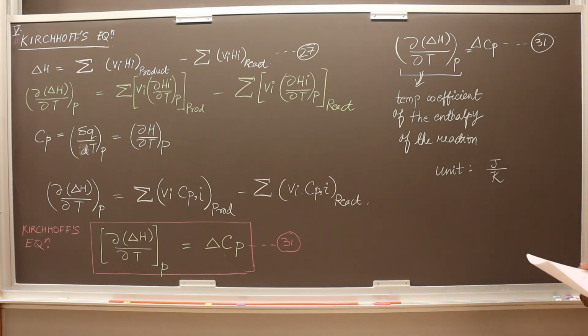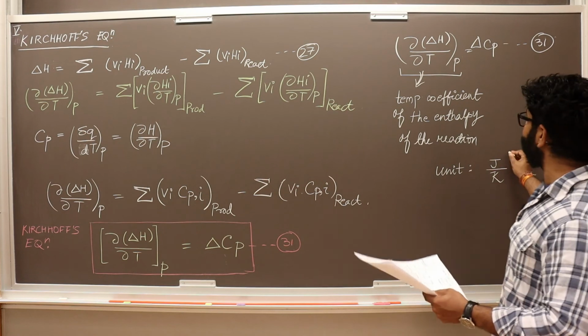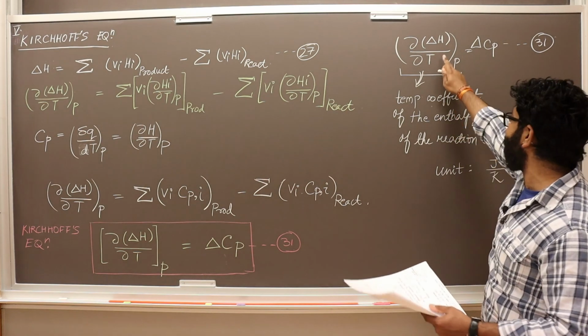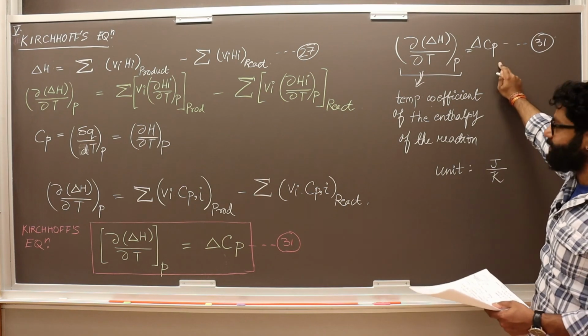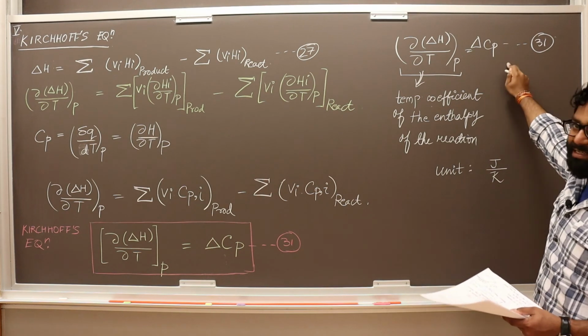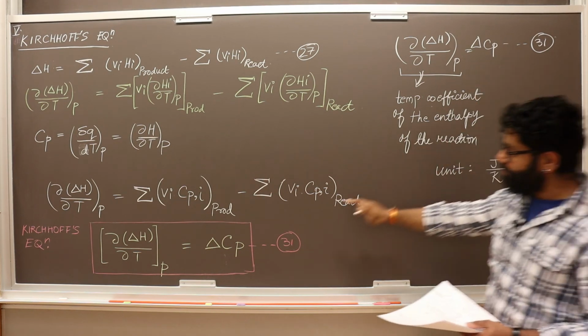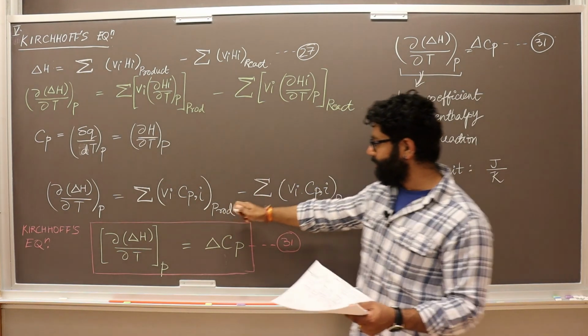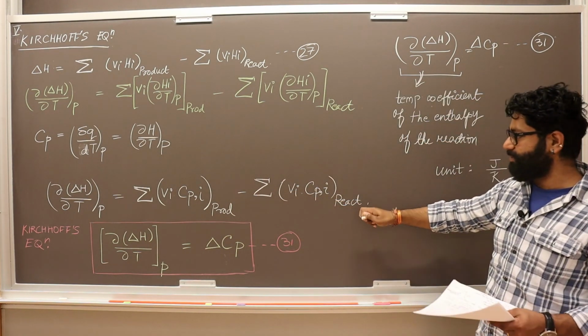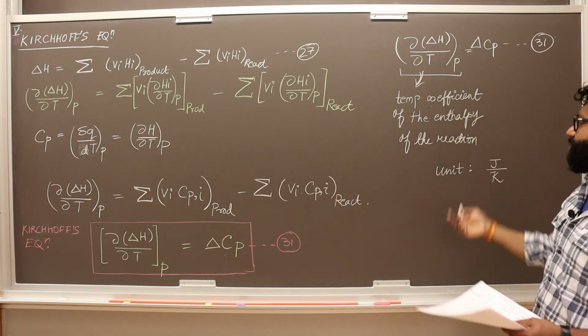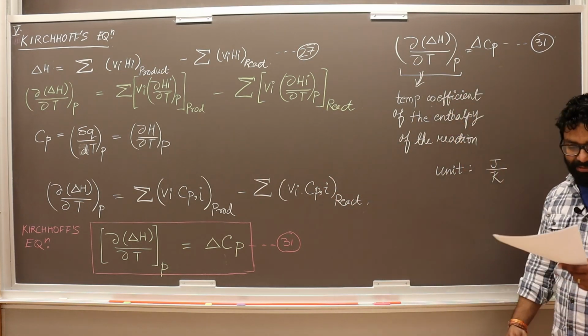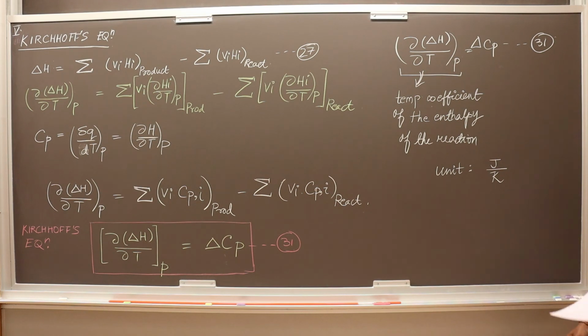Now, this is the temperature coefficient. So delta H by delta T is just the difference between the heat capacities of the products and the reactants. You get the heat capacities of the products and subtract the heat capacities of the reactants. So you get the temperature coefficient of the enthalpy of the reaction. Okay? Awesome.